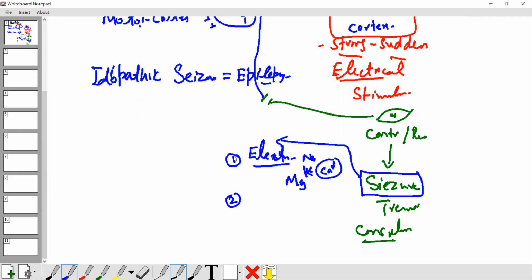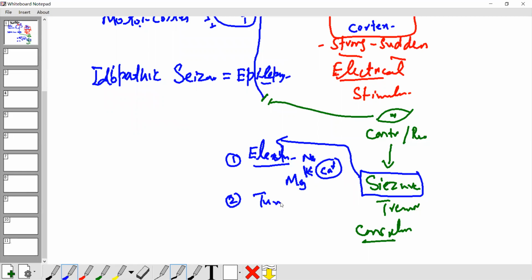If you treat the cause, you can control your seizure. But in case of epilepsy, can you treat epilepsy? No. In epilepsy you can only control the symptoms. It's very hard to treat epilepsy completely. At any time epilepsy can start, seizure can start. Understand? So electrolyte imbalance leads to seizure.